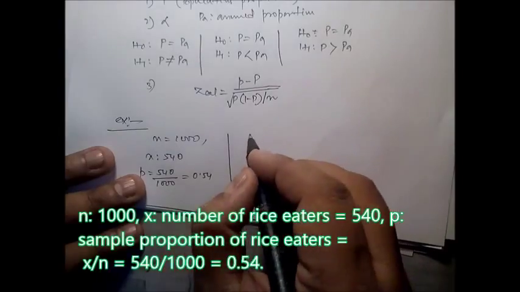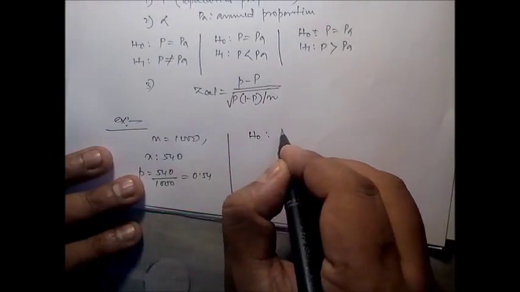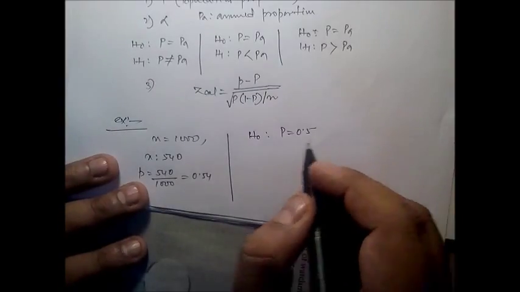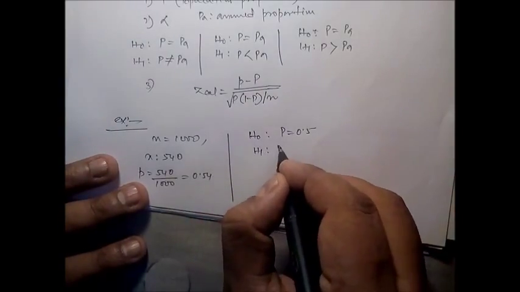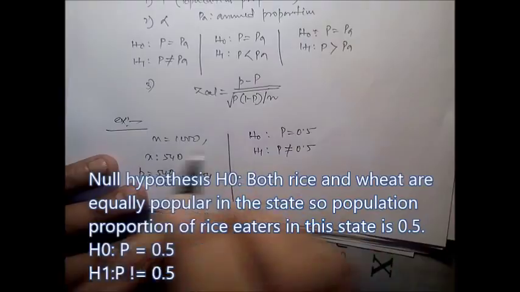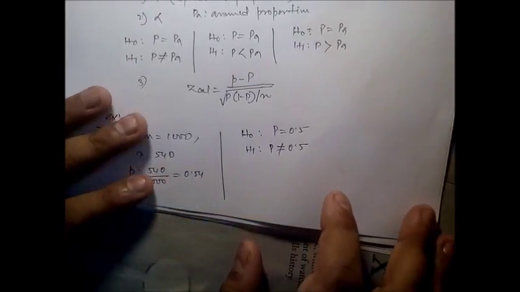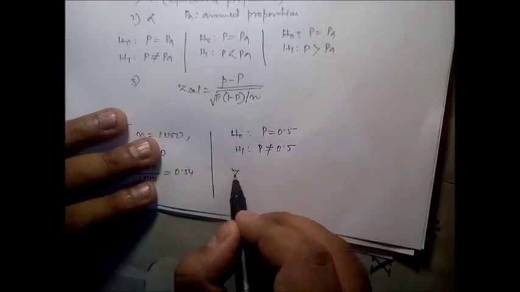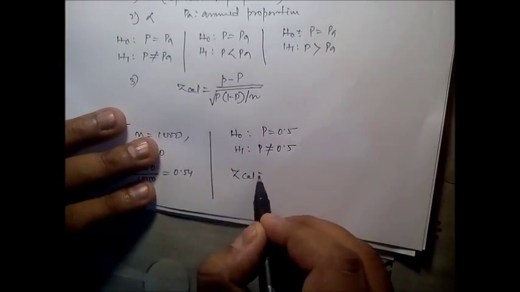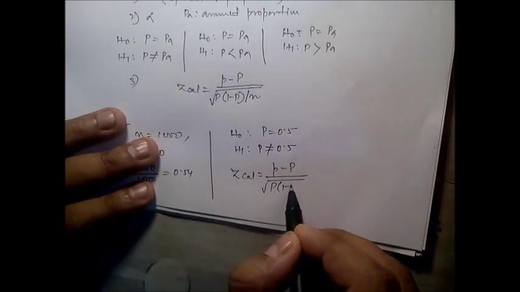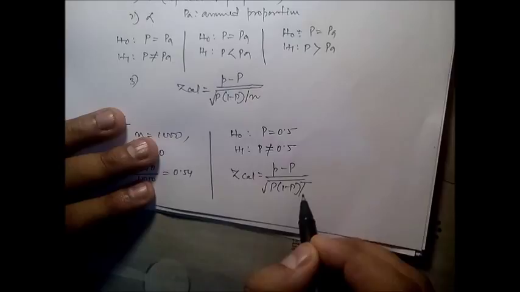Now the null hypothesis is P is equal to 0.5. That means both rice and wheat are equally popular. And P is not equal to 0.5 means rice and wheat are not equally popular. Now under the null hypothesis, the statistic is Z-cal.